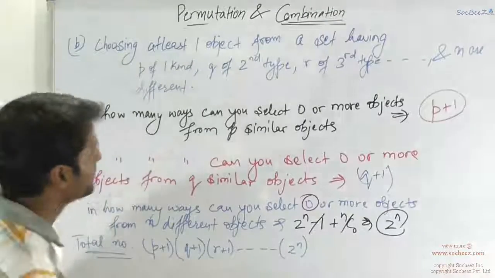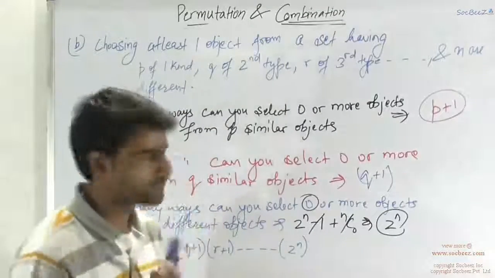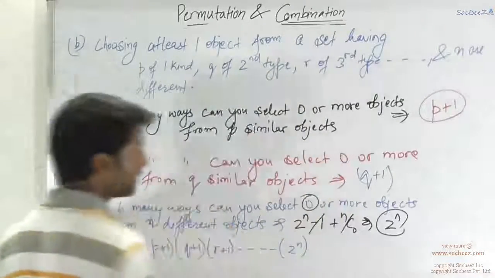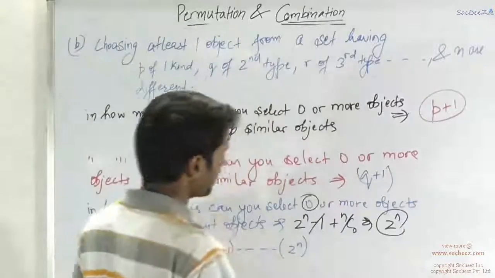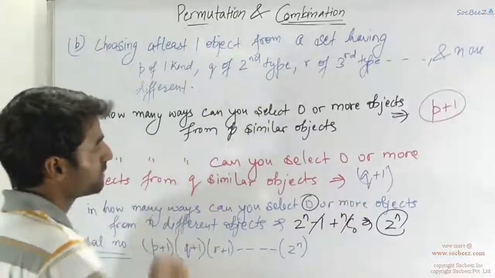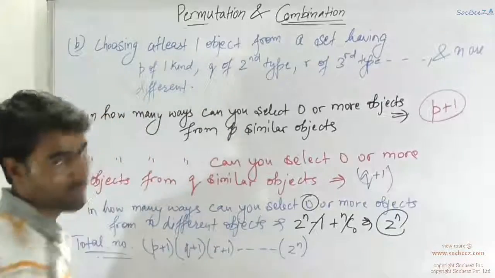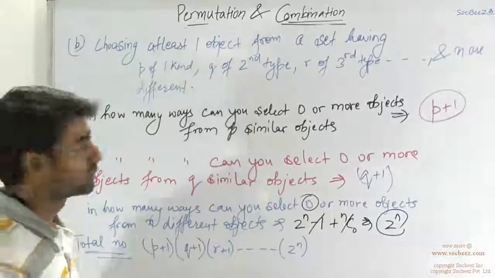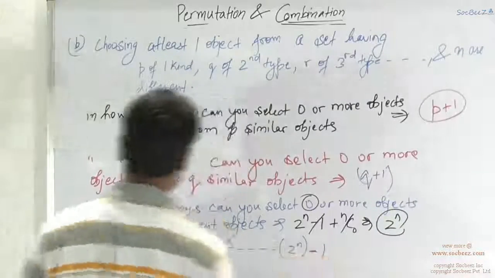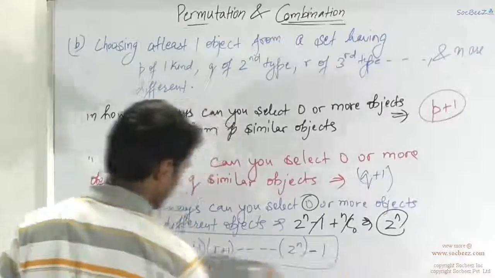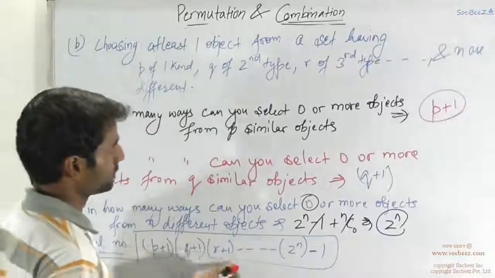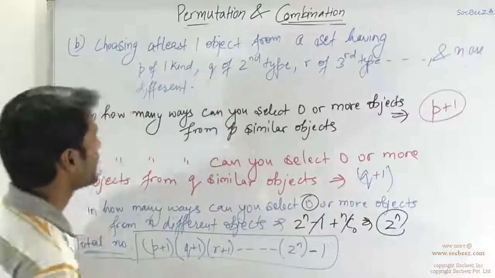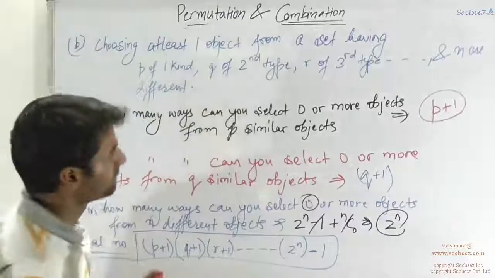But did you realize in this case there is one possibility when you did not select any object from the first part, you did not select any object from the second part, similarly you did not select from any of these parts and not from the last part as well. You haven't selected any object from the given set. So you have to just subtract that one case. So the total number of ways would be P plus 1 into Q plus 1 into R plus 1 continued till 2 power n, minus 1, because you have to select at least one object from the given set.